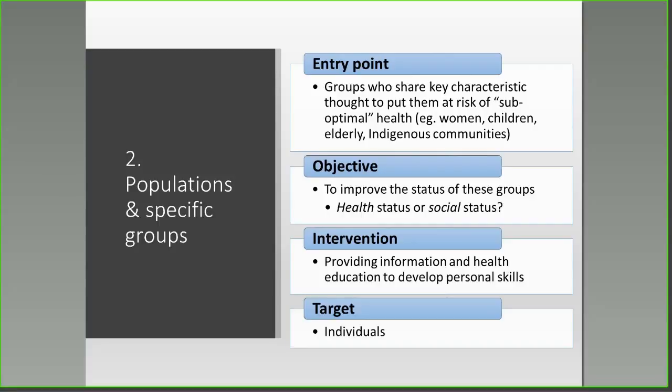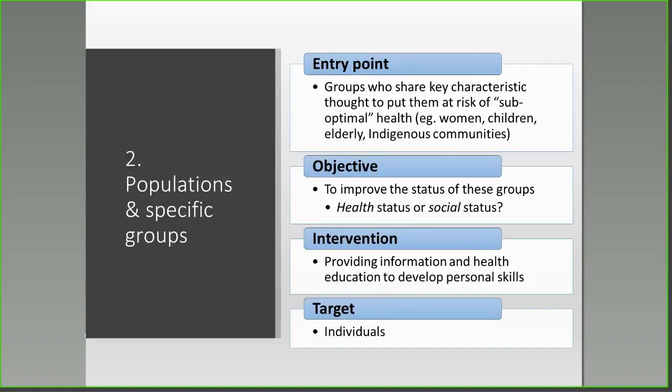So a second entry point is populations and specific groups. These are generally characterized by shared key characteristics which are believed to put them at risk of suboptimal health or at risk of specific conditions. So we might think of women, children, the elderly, or indigenous communities.